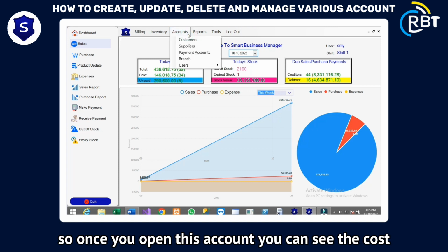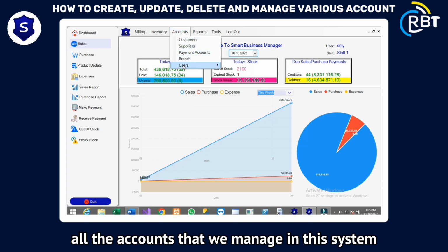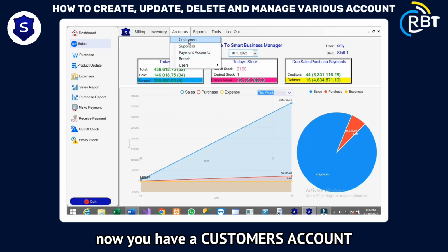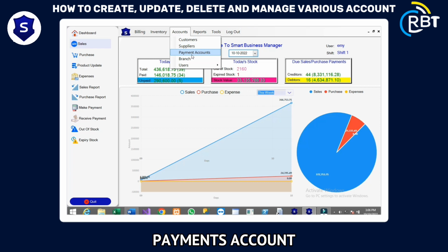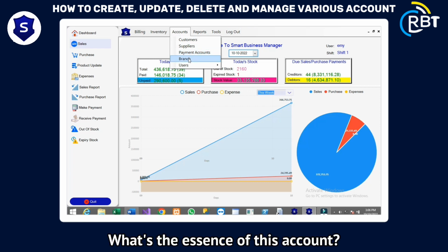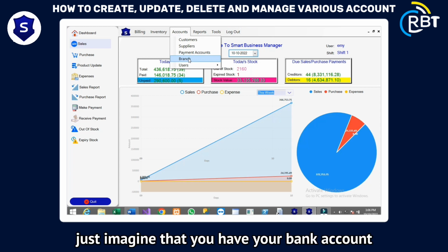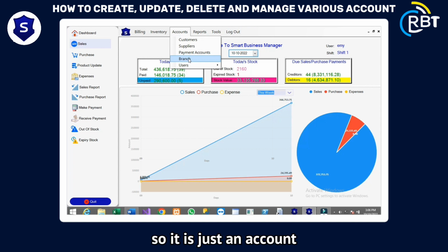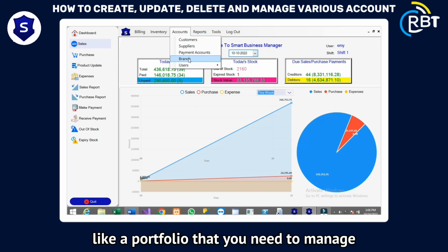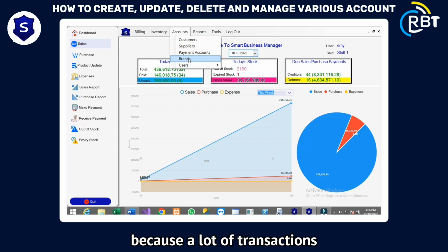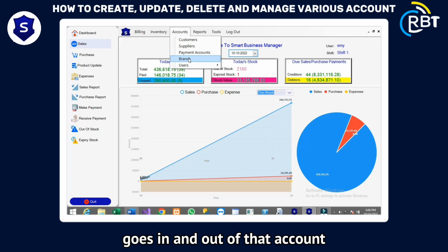Once you open this, you can see all the accounts that we manage in this system. You have the customers account, suppliers account, payments account, branch account. So what's the essence of this account? Just imagine that you have your bank account. It's just an account, like a portfolio that you need to manage, because a lot of transactions go in and out of that account.